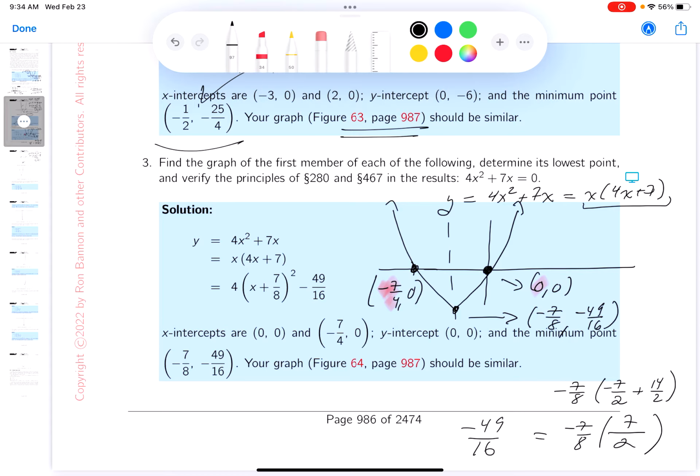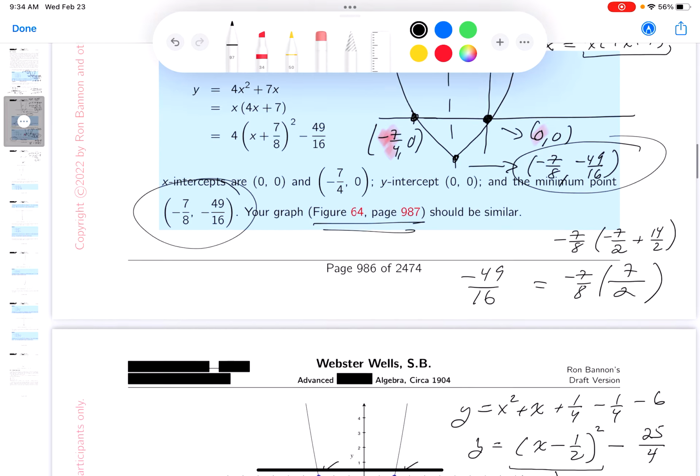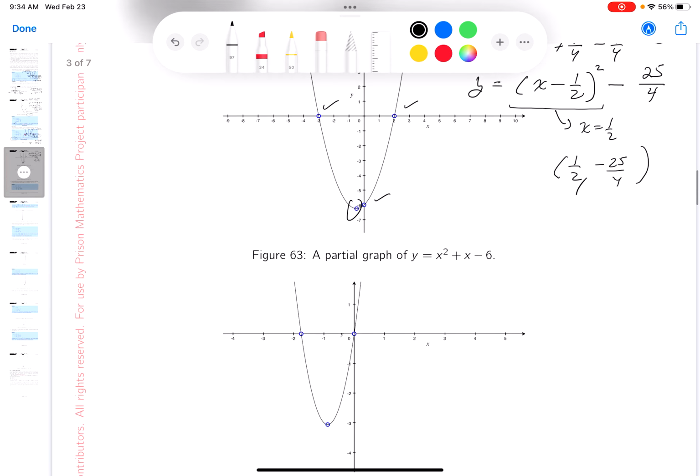So what's the minimal point? This is the minimal point. What are they saying the minimal point is? This over here. I want to go to the graph, though, and the point of going to the graph is I want to do the other method, all right? So that's figure 64. We'll talk through it.